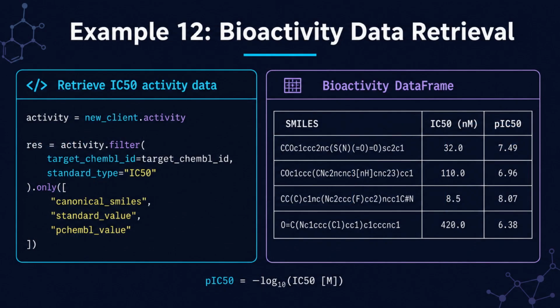Example 12 retrieves bioactivity data for a target. Use activity filter with the target's ChEMBL ID. Filter by standard type equals IC50 and add appropriate activity thresholds to get potent compounds. Convert results to a data frame for analysis. This gives you curated activity data for QSAR modeling.